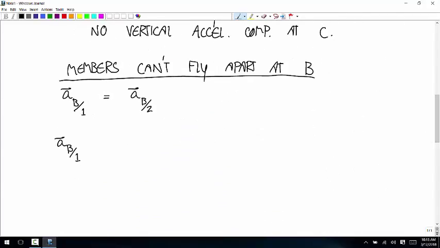So this is just equal to alpha 1 cross the vector. I'll write this as the vector B minus A. You know, that's the R vector. Plus omega 1 cross quantity, omega 1 cross that same vector.